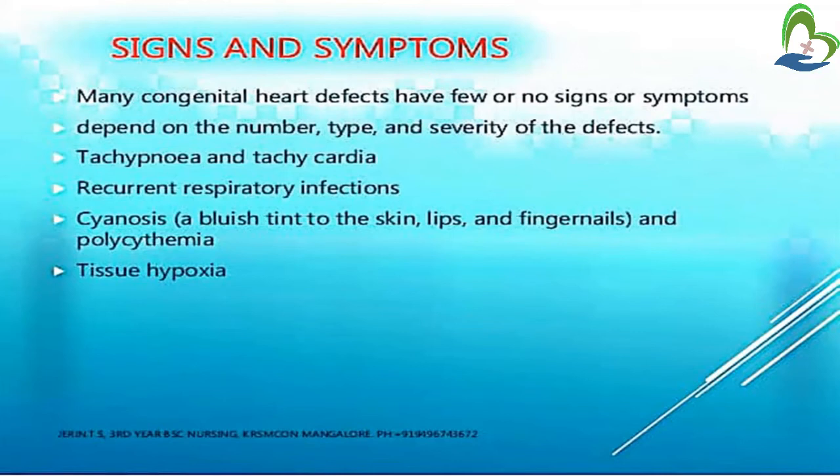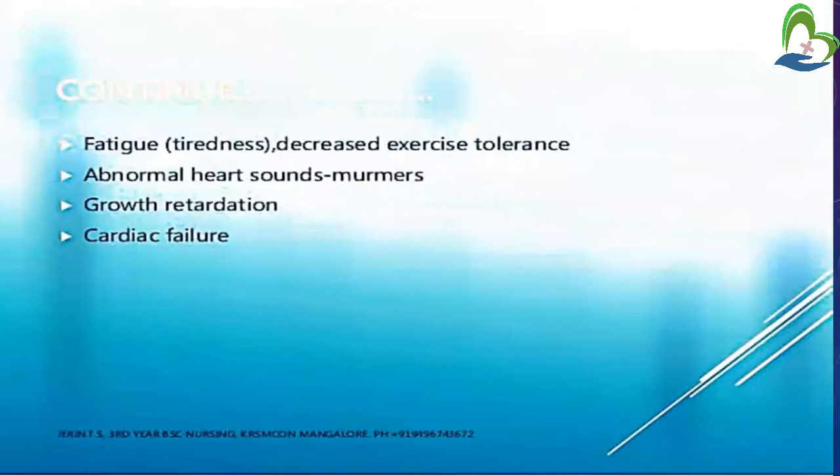Then recurrent respiratory infection. Those neonates who have this congenital heart disease have more chances of getting respiratory infection. Recurrently they will get respiratory infection. Then cyanosis, that is a bluish tint to the skin, lips and fingernails, and polycythemia. Then tissue hypoxia. So these are the signs and symptoms. Other symptoms are fatigue, that is tiredness, and decreased exercise tolerance. So neonates or children who have congenital heart disease, even if they do mild exercise, will get tired and can't tolerate such exercise.